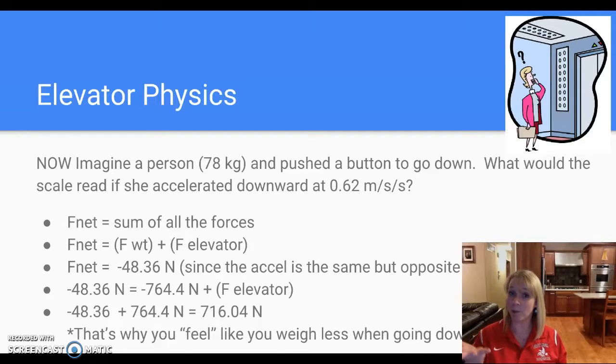So remember, going up in an elevator, your net force is up, and it causes you to feel like you have gained weight. You have an increase in weight. When you go down in an elevator, the net force is down, the acceleration is down, and you feel like you have less weight.